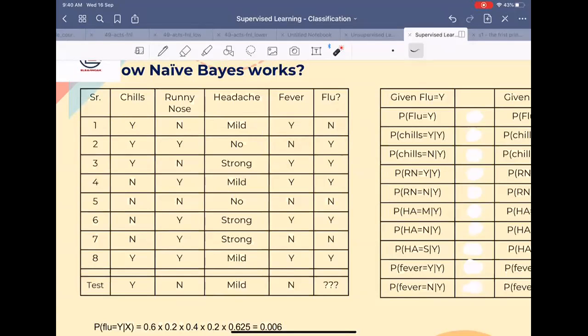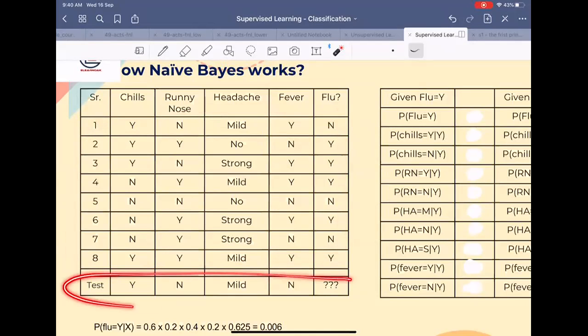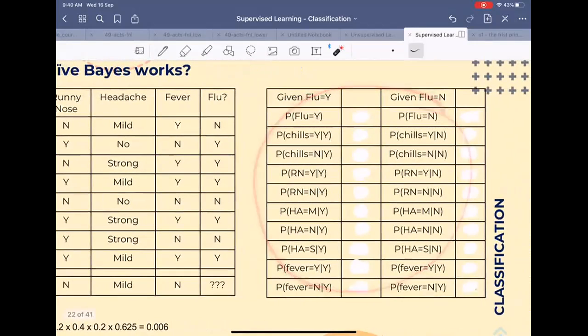Our task is to use this data to predict for this unknown case, the test case. For the test case, we have the example that chills is yes, runny nose is no, headache is mild, fever is no. What is the prediction? Do we say that this person has flu, or do we say that this person does not have flu? Now we will use naive Bayes to evaluate this answer. But for naive Bayes to work, we need to know what all these probabilities are. So we'll start with evaluating these probabilities.